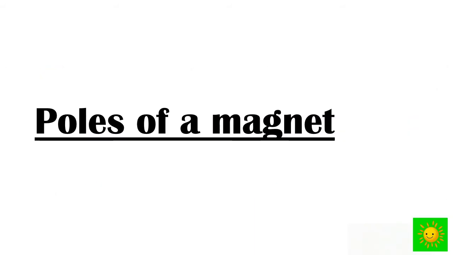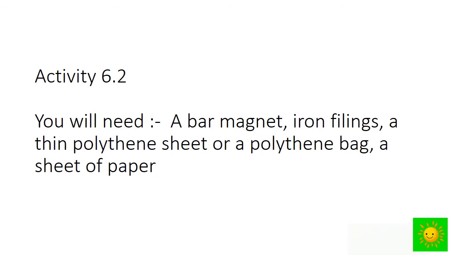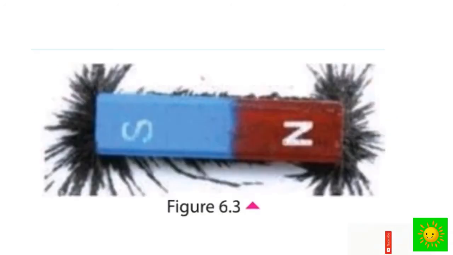Our subtopic is poles of a magnet. You have to study further how magnetic power exists around the magnet. You will need these things: a bar magnet, iron filings, a polythene sheet, a sheet of paper. What you have to do? Cover the bar magnet completely with the polythene bag. Heap the iron filings on the sheet of paper.